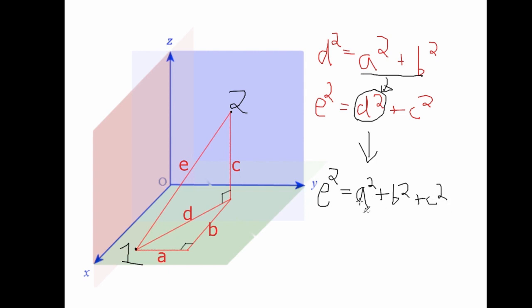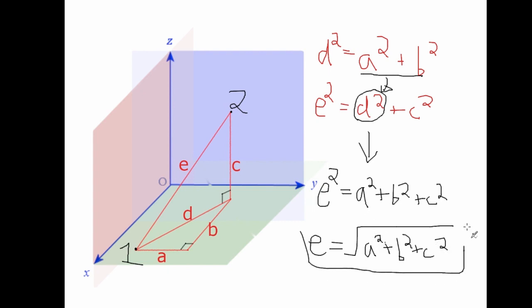And solving for E will be the square root of all that we have, which is A squared plus B squared plus C squared. Now, this is the length that we're trying to find.